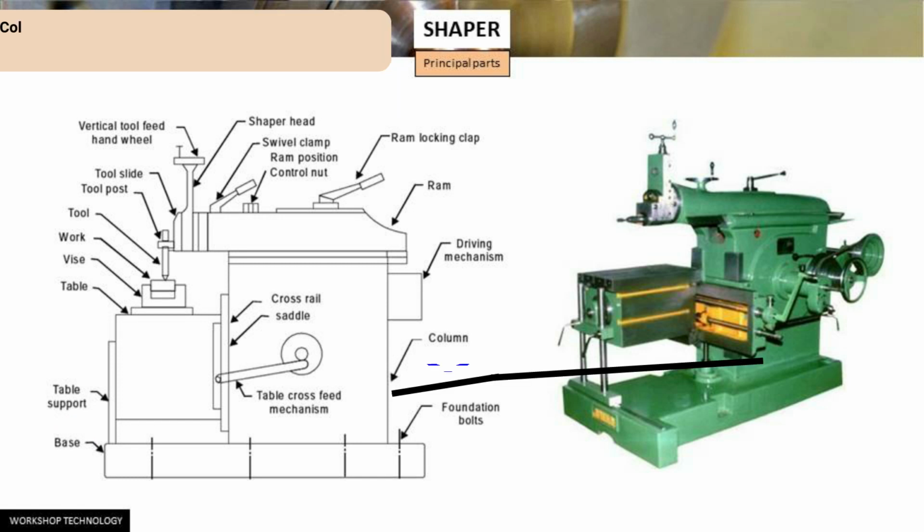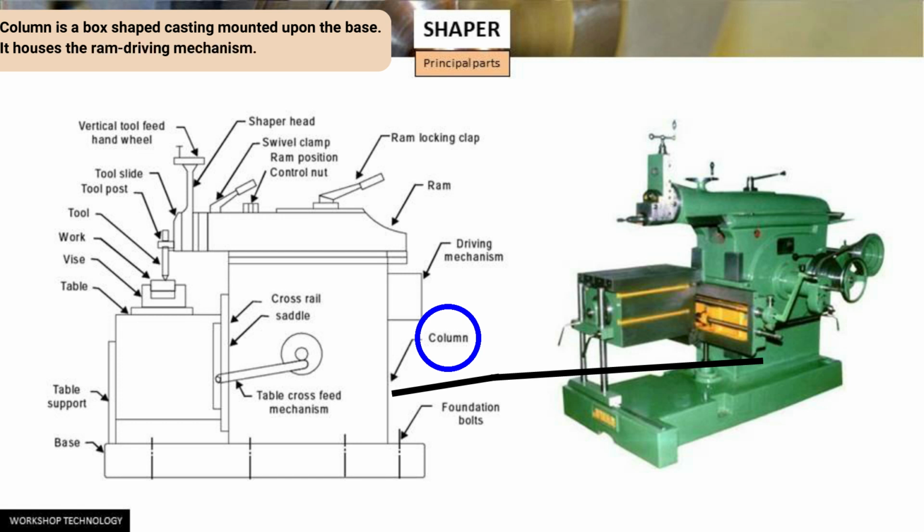Next is the column. The column is a box-shaped casting mounted upon the base. It houses the ram driving mechanism. Two accurately machined guideways are provided on the top of the column on which the ram reciprocates.